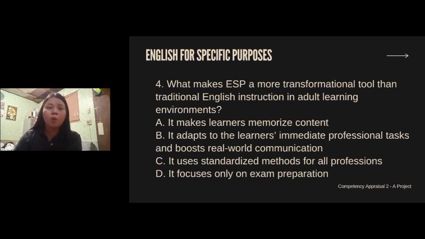Number 4, what makes ESP a more transformational tool than traditional English instruction in adult learning environments? A. It makes learners memorize content. B. It adapts to the learner's immediate professional tasks and boosts real-world communication. C. It uses standardized methods for all professionals. And letter D. It focuses only on exam preparation.